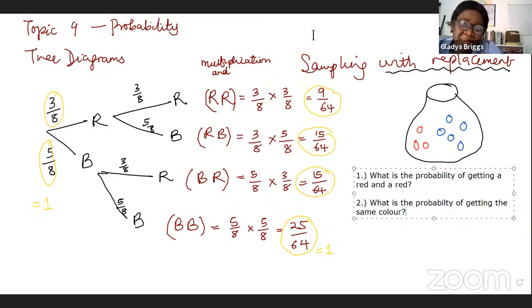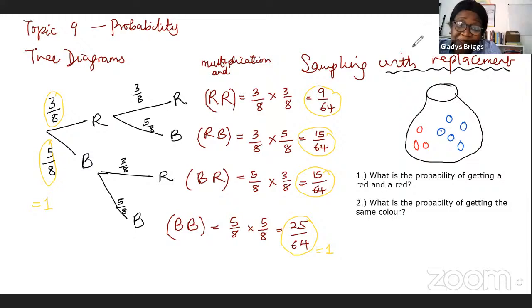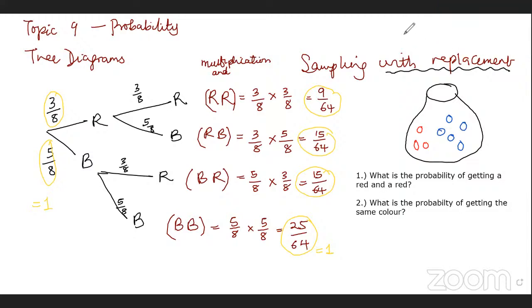How would you work out that one? 34/64. 17/32. How did you get it? I got 34 out of 64, because it says the probability of getting the same color. So you have blue and blue is 25, and then you have red and red is 9. You add 25 plus 9, 34. And then the denominator stays the same. So it will be 34/64.